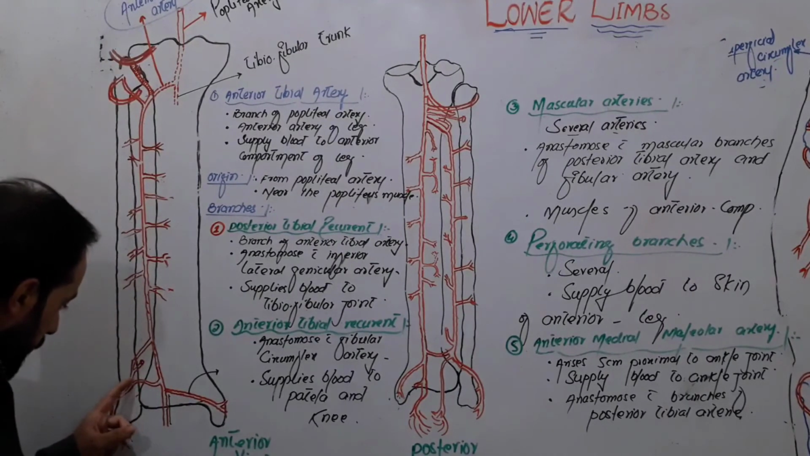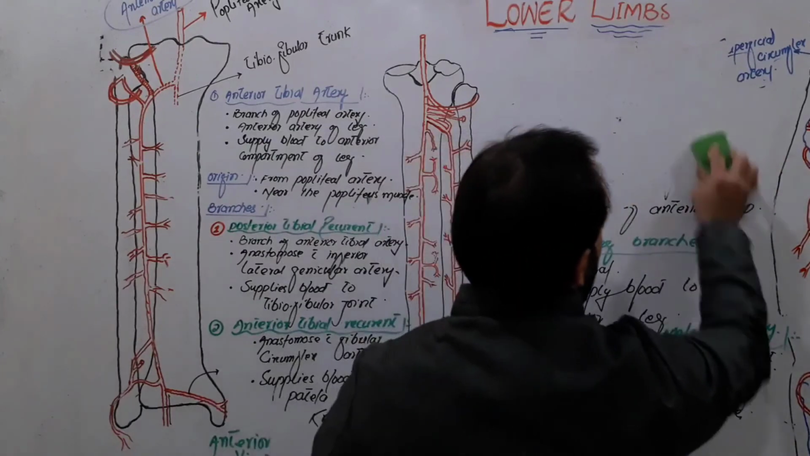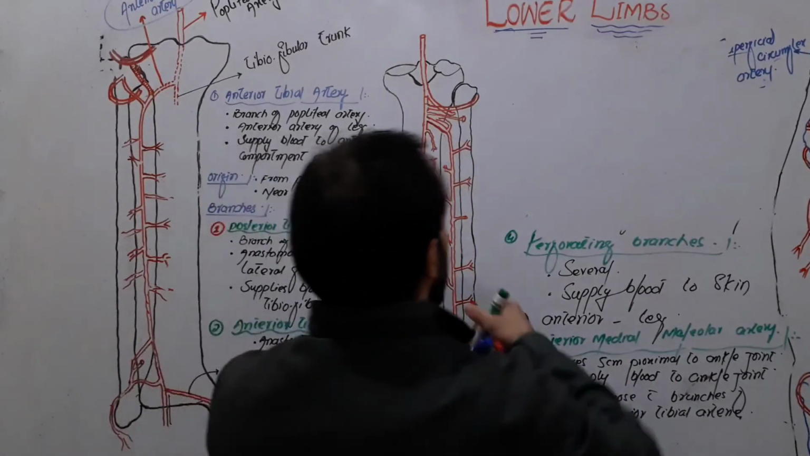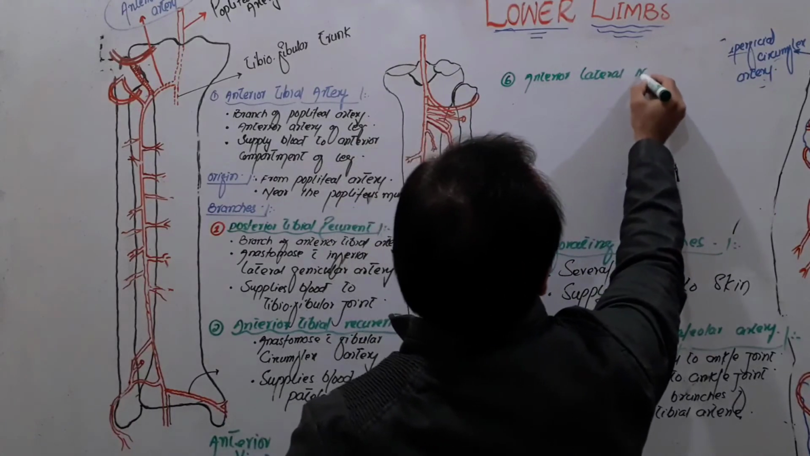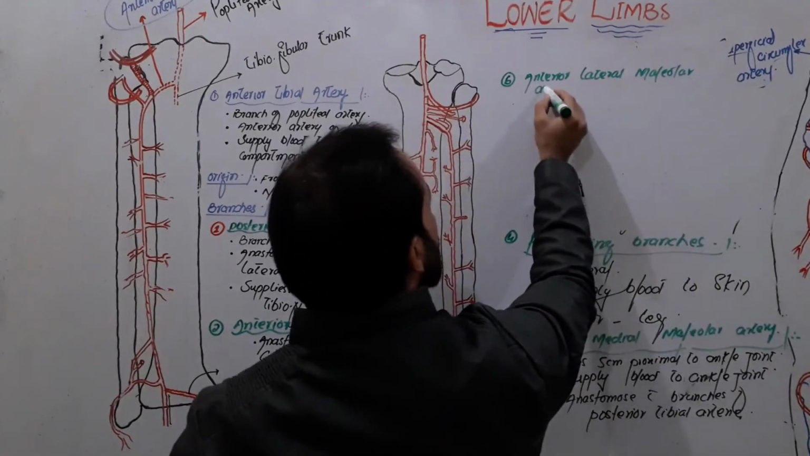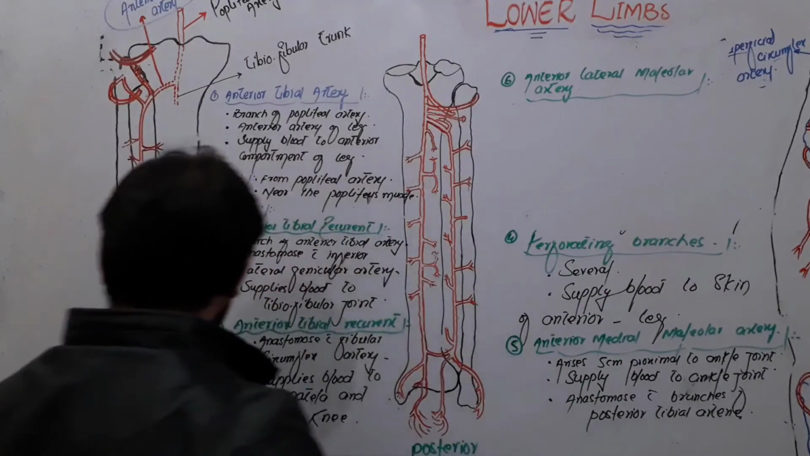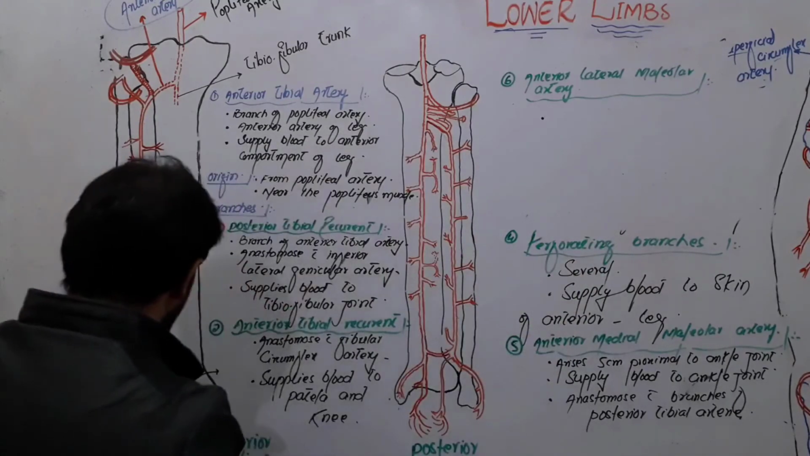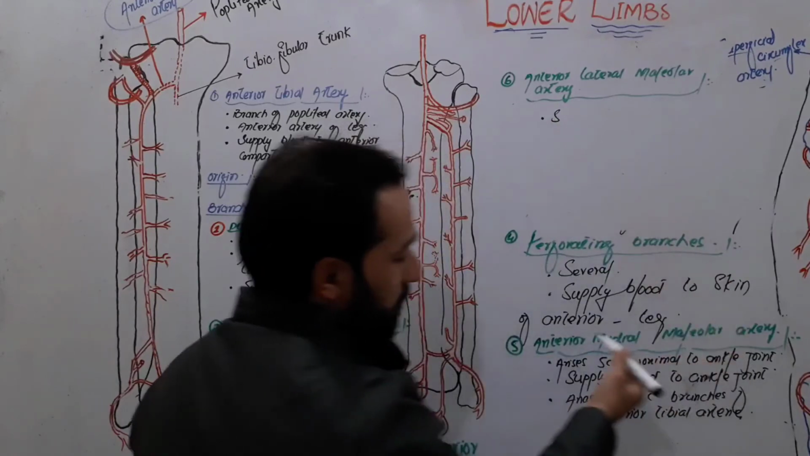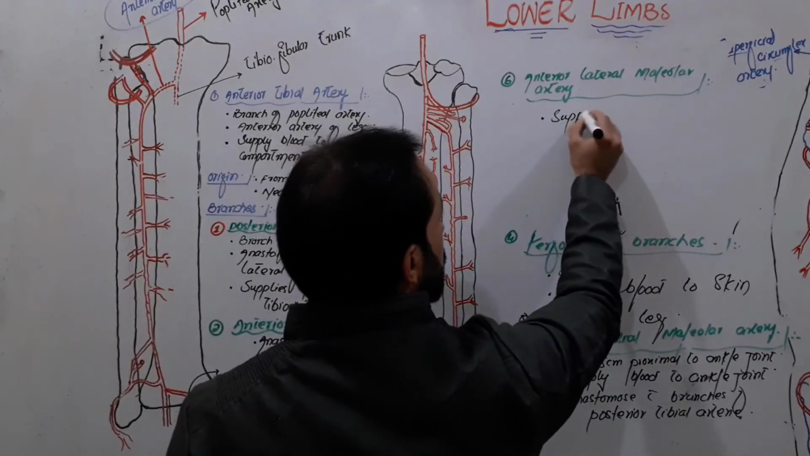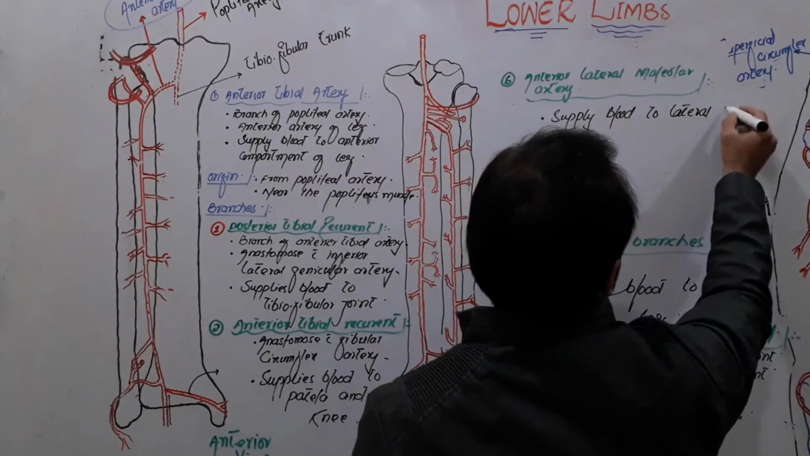Now the next branch, as I told you, is the anterior lateral malleolar artery. So let us write that here. The sixth branch and the last branch. So the anterior lateral malleolar artery. Look carefully. It's a branch of the anterior tibial artery. So it goes to the lateral aspects of the ankle joint. So it supplies blood to the lateral ankle joint.